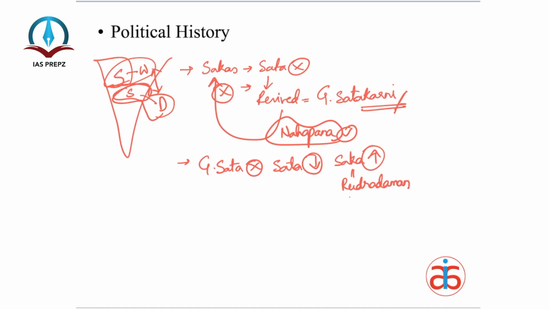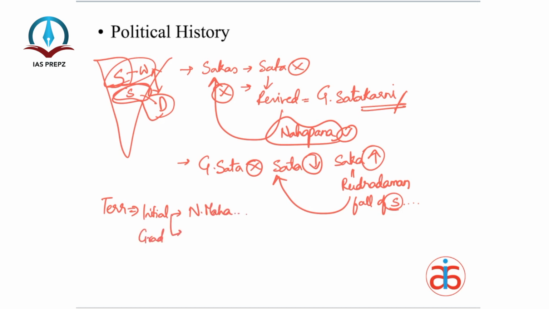He raided Satavahana territory many a time, and later became an important reason for the fall of the Satavahanas also. As for the extent of the empire, initially the Satavahanas were established in northern Maharashtra. However, gradually over a period of time, they started expanding into the Andhra and Karnataka regions as well. So this was the brief political history of the Satavahanas.